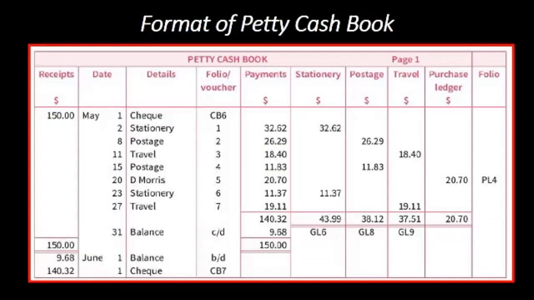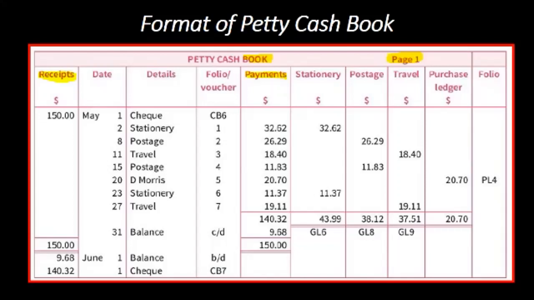Right. First, we will look at the format of the petty cash book, and as you can see, it is a book, and it has pages, and the pages are ruled up like this. So all the pages. This is page 1. And like the cash book, which we did last week, it is divided into two sides, one for payments and one for receipts.